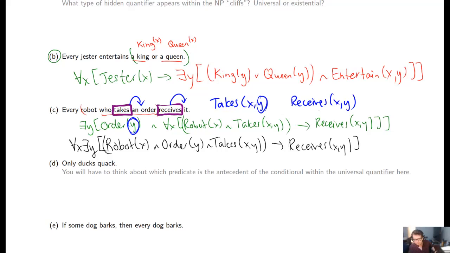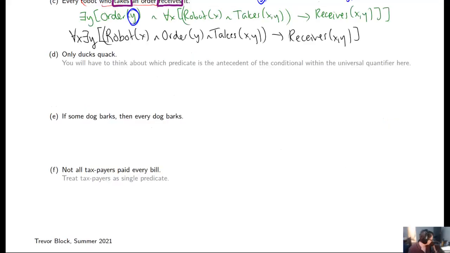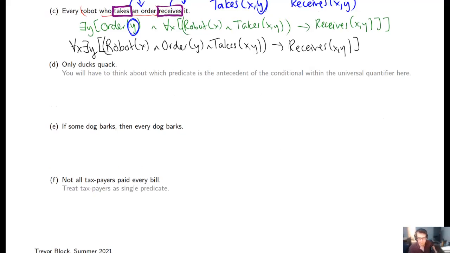Okay, D and E were really good. F was also really good. Not all taxpayers paid every single bill. I updated the solutions too for a question for F on the Canvas, so please do take a look at that. I think I made a translation mistake in my first attempt with one of the quantifiers, so I have fixed that. Turns out not scope ambiguous.